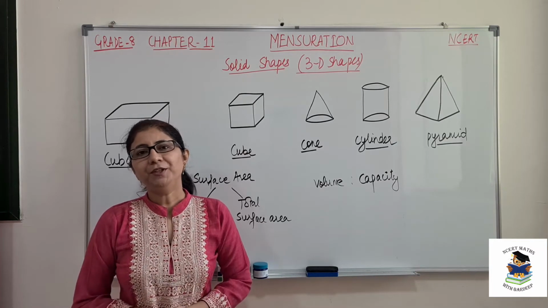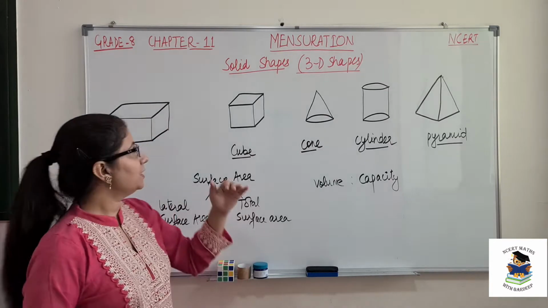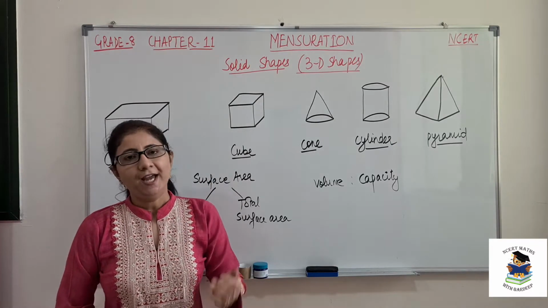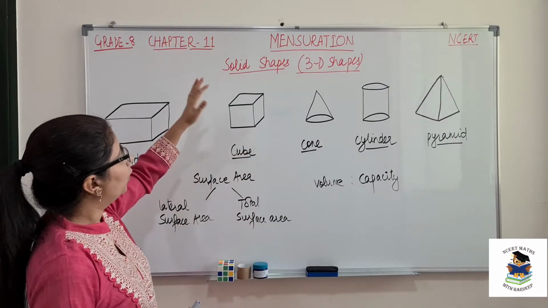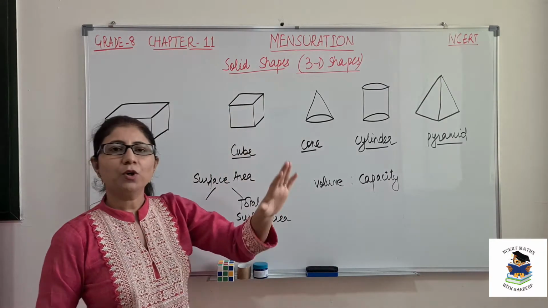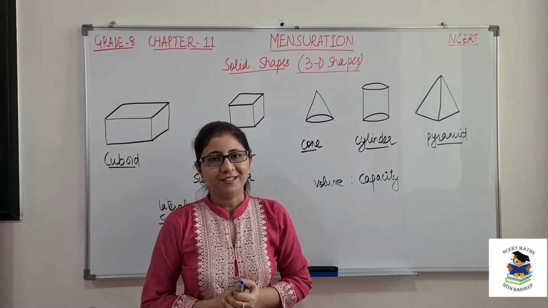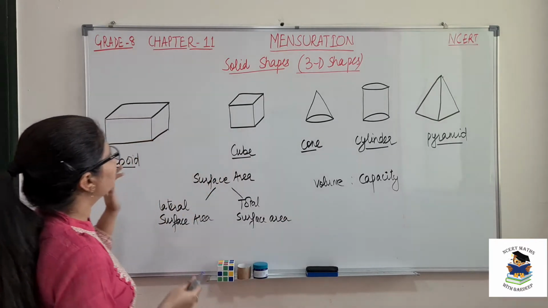Today we are continuing our chapter number 11, that is mensuration. So today's topic is solid shapes or 3D shapes. As I have already explained in the introduction video, solid shapes or 3D shapes are those in which we have three different dimensions, that is length, width and height. So let's see what the different solid shapes are.